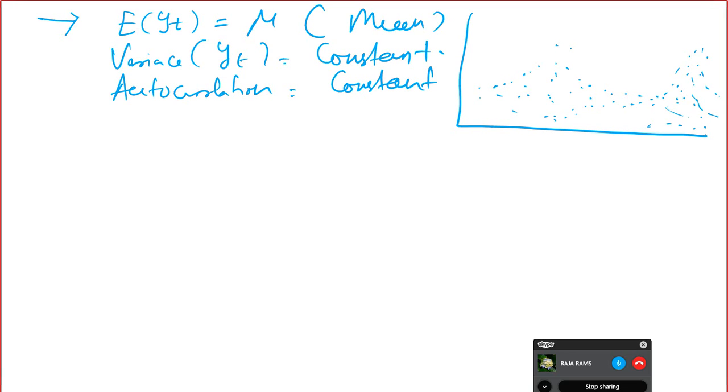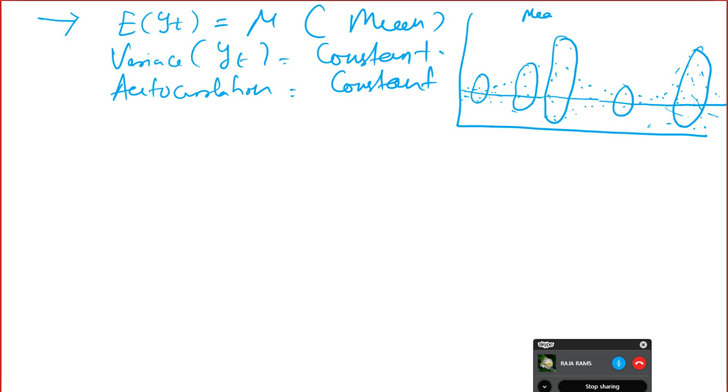Okay, the data that you can see on the screen: you can see that the mean seems to be constant, the mean is almost here, right? But the variance is changing, right? Here the variance is this much, here the variance is bigger, here also bigger, and then here it's small again. The mean is constant, but the variance is not. So this is also non-stationary.